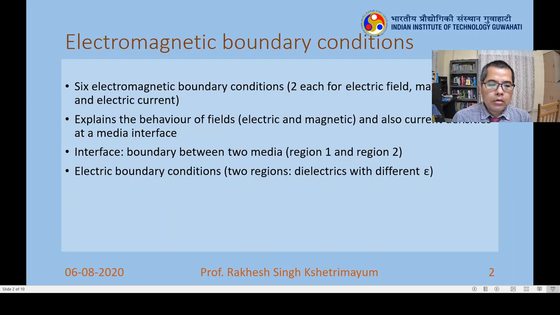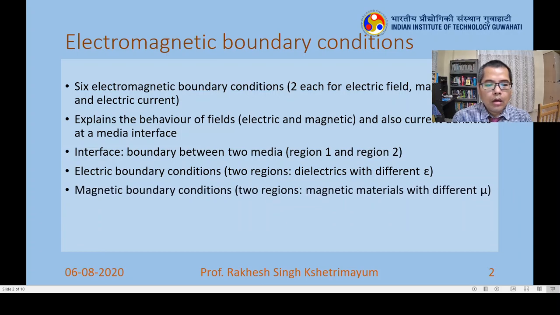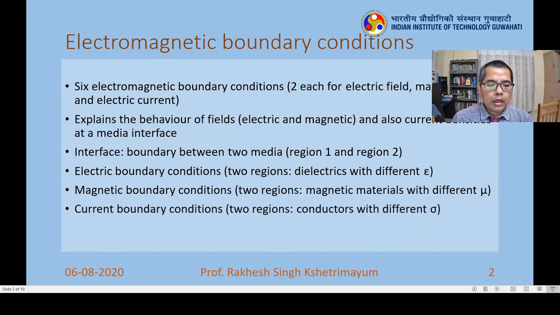Now, depending on what kind of boundary conditions we are considering: for electric boundary conditions, we need to consider the two regions as two different dielectrics with different epsilon. For the magnetic boundary conditions, the two regions should be two different magnetic materials with different mu, and similarly for electric current boundary conditions, the two regions should be two conductors with different conductivity sigma.